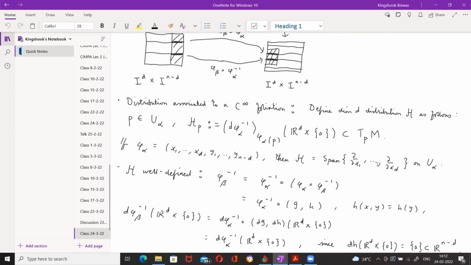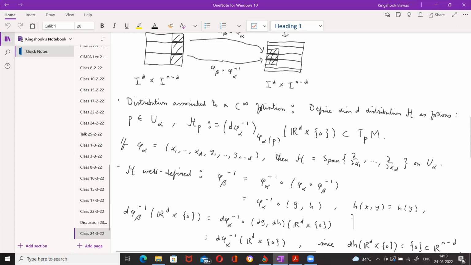Okay, so what do we need to check? We need to check this is well-defined independent of the choice of chart. If I choose another foliated chart, then I should get the same subspace H_P. So what happens if I take a phi beta? I have to look at phi beta inverse. So I write this as phi alpha inverse composed with phi alpha composed with phi beta inverse. This phi alpha composed with phi beta inverse is a change of charts, so it's of the form G comma H, where H of x, y is just a function of y. It's just H of y.